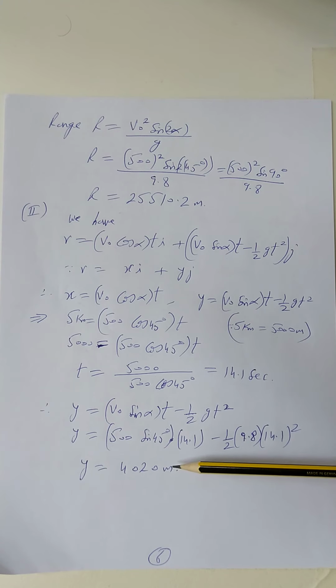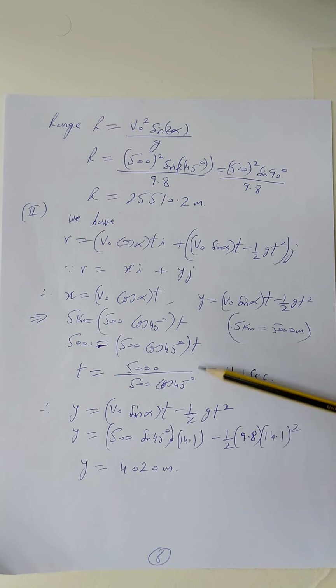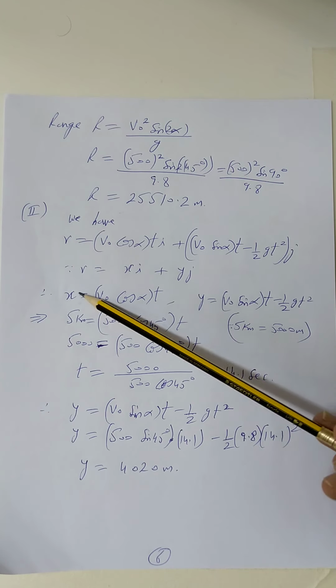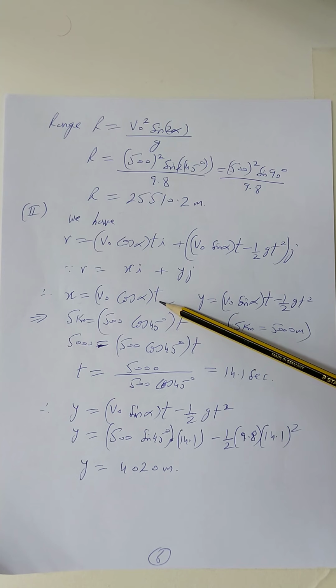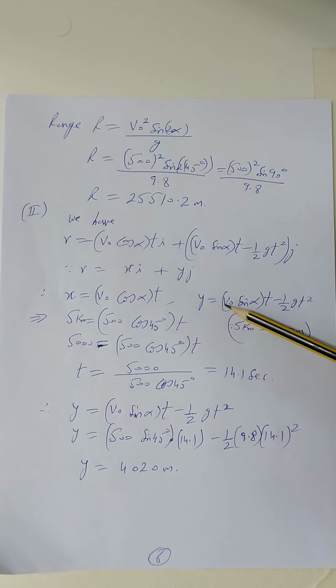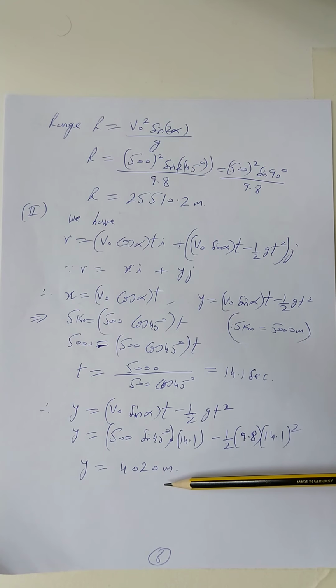So I hope this is clear. Again I will repeat this. The question was how high overhead will the projectile be when it is 5 kilometers downrange. So from this equation you will find the value of t, and then here you will find the value of y. That will be our solution.